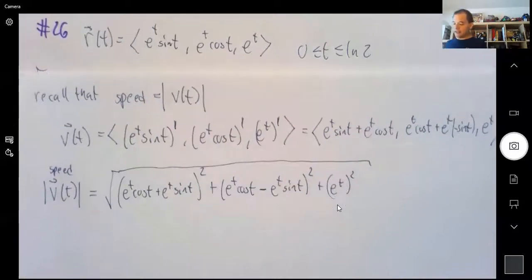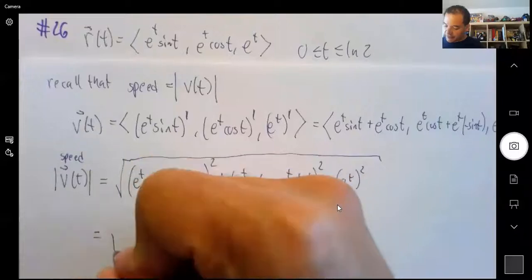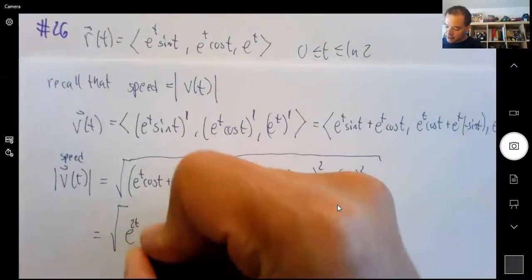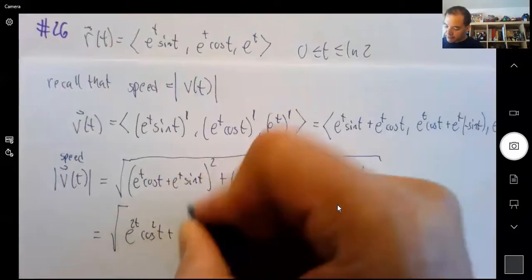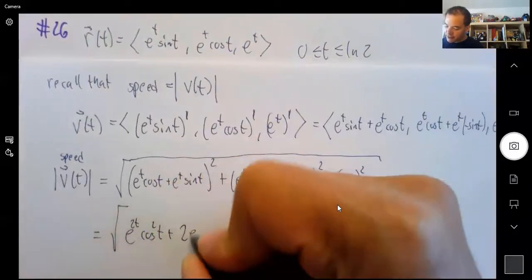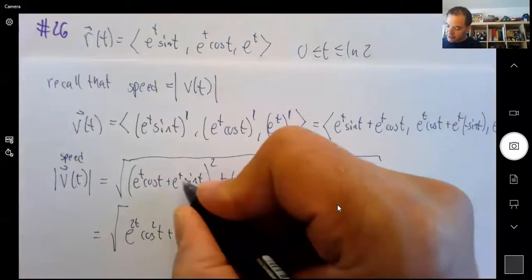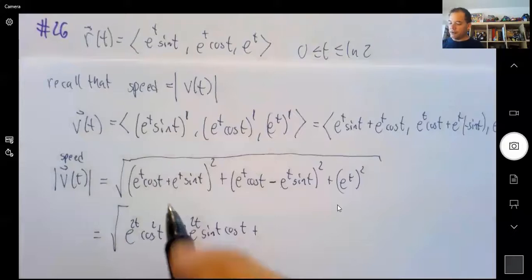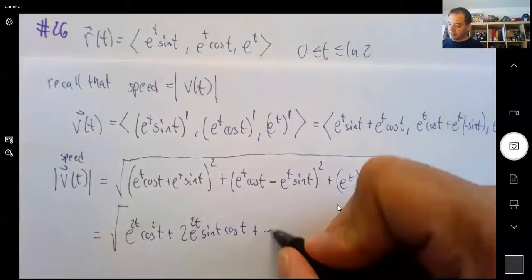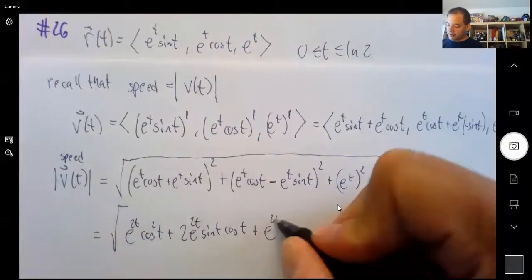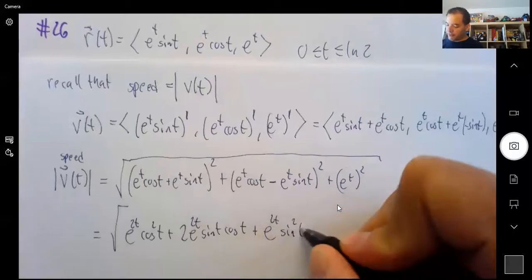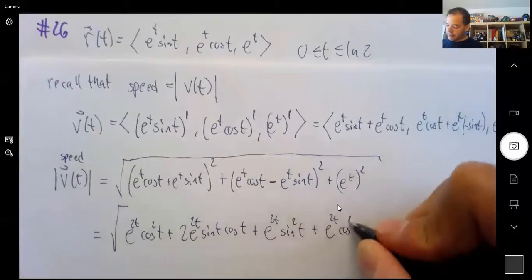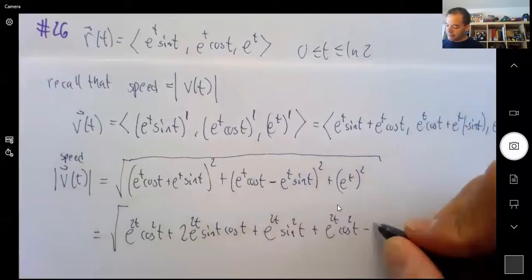And in this case, it actually simplifies nicely. I'll show it to you. So when we square this one, it is e to the 2t cosine squared t, plus 2 times e to the 2t sine t cosine t, that's the middle term, the product of these two, plus the square of the second one, e to the 2t sine squared t, plus the square of this one, the middle term, but now with a negative sign.